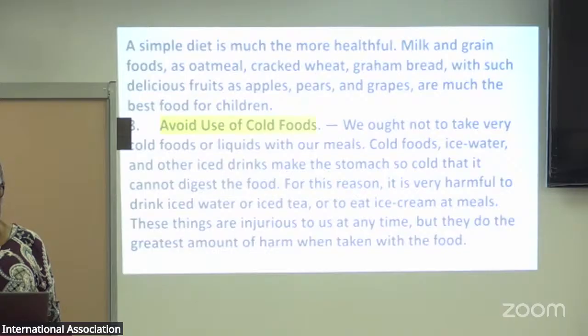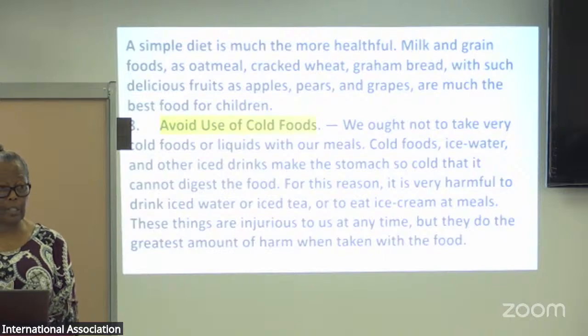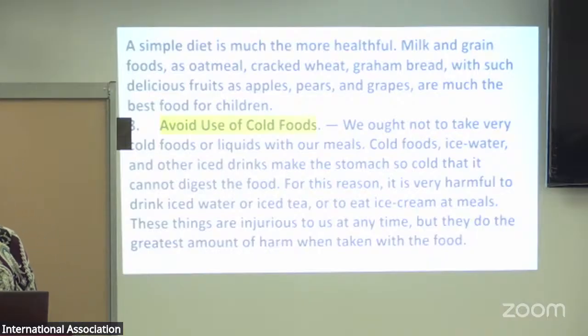Avoid use of cold foods. We ought not to take very cold foods or liquid with our meals. Cold foods like ice water and other ice drinks make the stomach so cold that it cannot digest the food. For this reason, it is very harmful to drink ice water or iced tea or eat ice cream at meals. These things are injurious to us at any time, but they do the greatest amount of harm when taken with food.